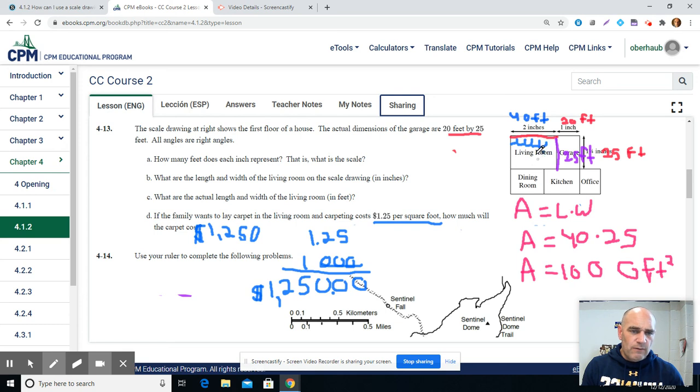The key to part D is you had to find out how many squares were in this room, which is the area, how many feet squared, and we found out it was 1,000. So every one of these squares in this room is $1.25. You have to imagine there's 1,000 of them, which would be impossible for me to draw on here.